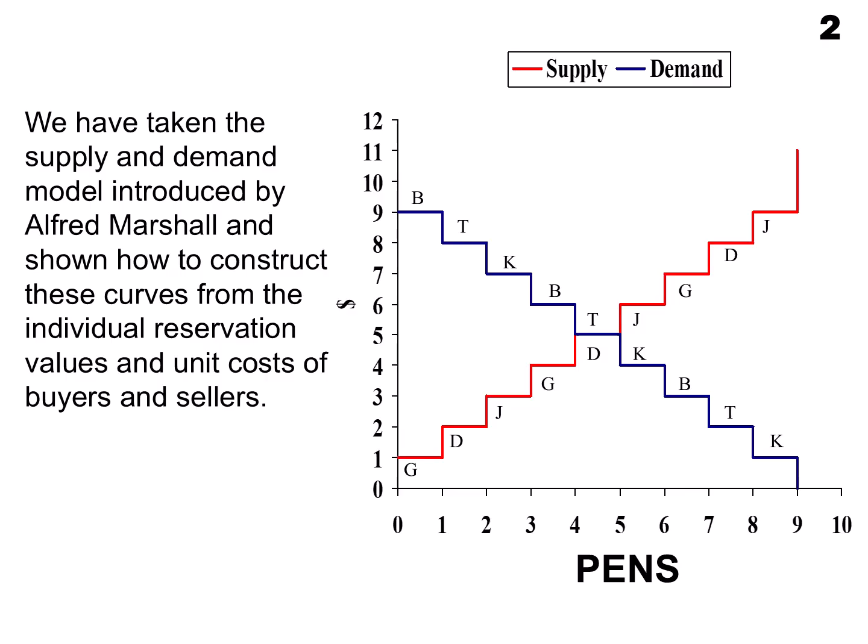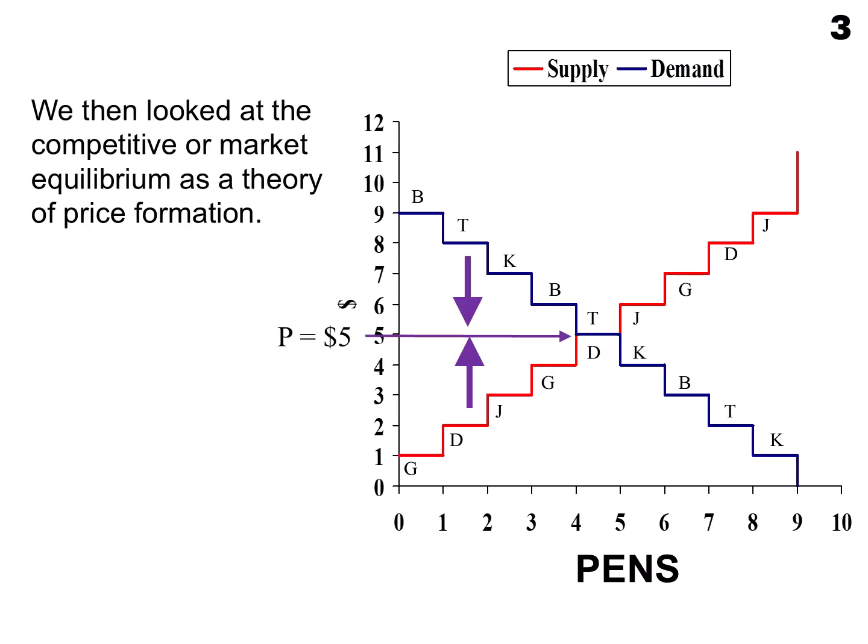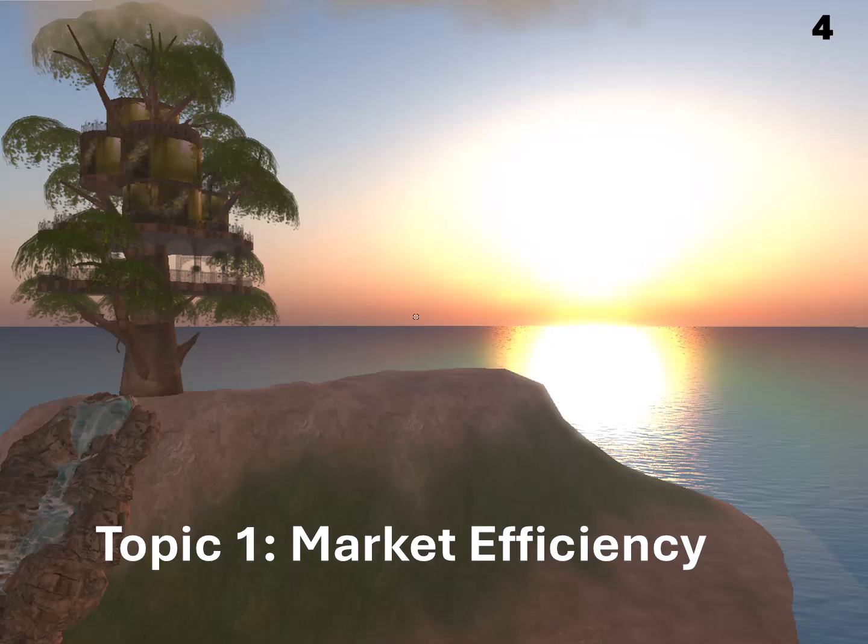Slide 2. So far, we have taken the supply and demand model introduced by Alfred Marshall and shown how to construct supply and demand curves from the individual reservation values and unit costs of buyers and sellers. Slide 3. Next, we looked at the competitive equilibrium theory as a theory of price formation and exchange allocations in our market. Slide 4. Today, we are going to look at market efficiency.